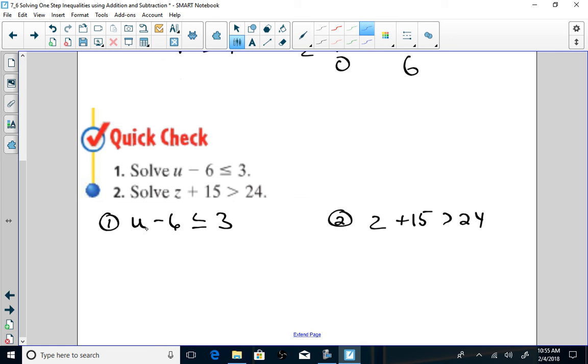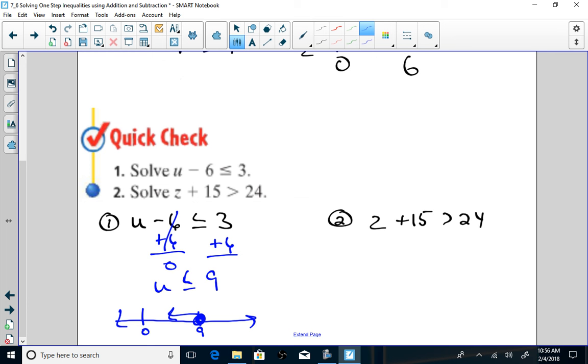I see subtraction. Inverse operation is addition. So we're going to add 6 to both sides of that inequality. They're opposites. That's going to be 0. I'm left with a number is less than or equal to 3 plus 6, which is 9. All right, I want to graph my solutions. So I have 0. I have 9. It's circled and it's filled in. The inequality symbol is going to the left, so my solutions go to the left.